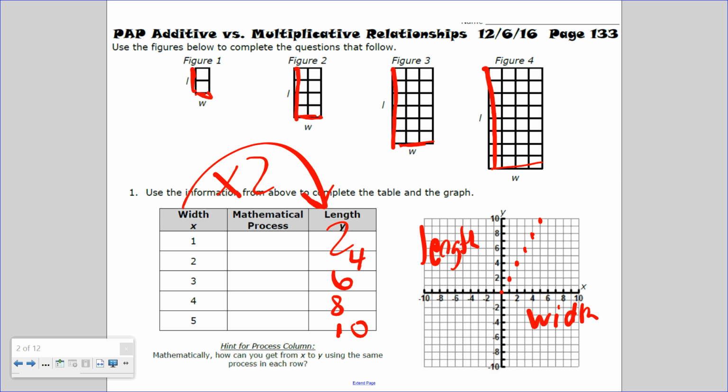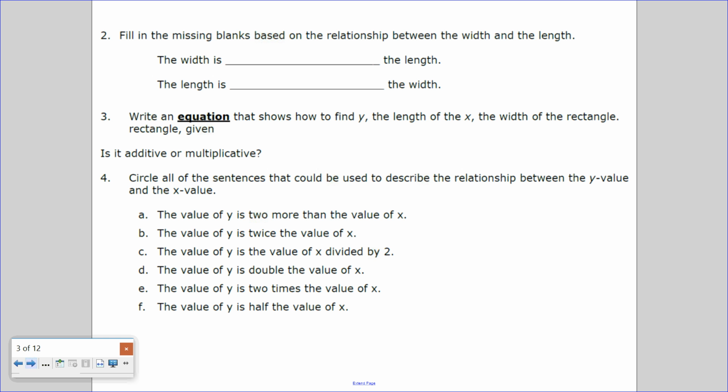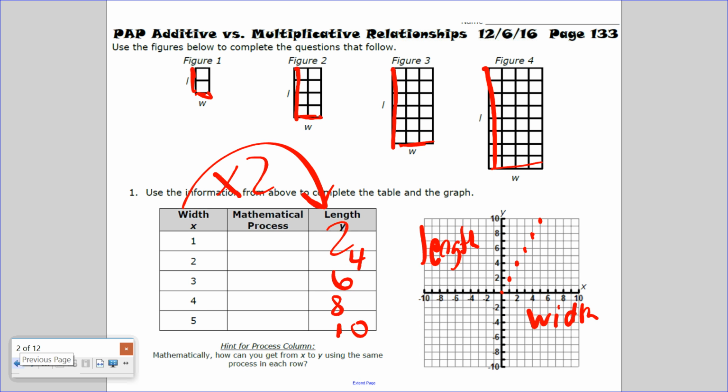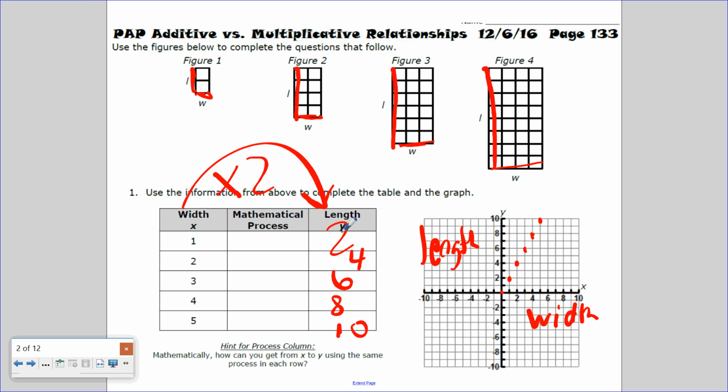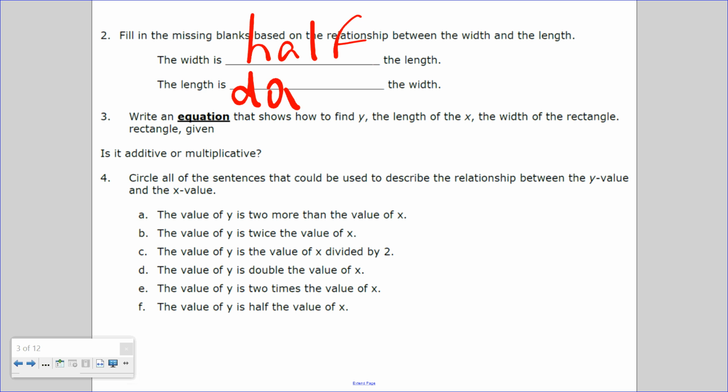If there is no width, it would be 0, 0. So the width is half of the length. This width right here is half of this. 3 is half of 6. 4 is half of 8. It must be half. So the length, on the other hand, these numbers are double the width.